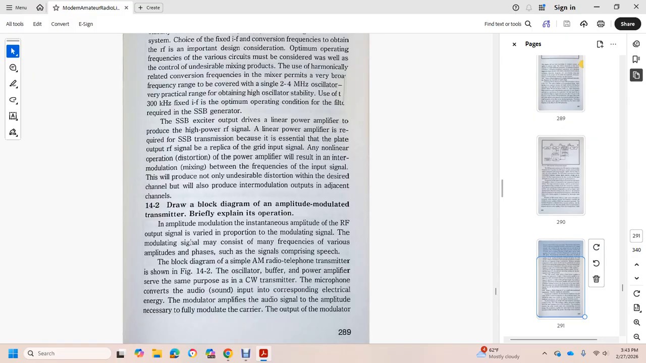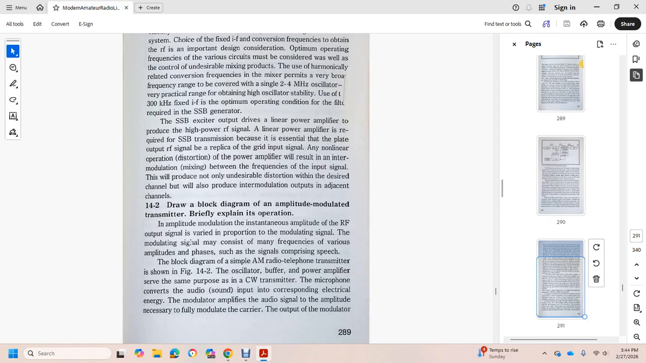Block diagram of an amplitude modulator transmitter, with a brief explanation of the operation of the amplitude modulator. The instantaneous amplitude of the radio frequency output signal is varied in proportion to the modulating signal. Consider the many ways the frequency, the amplitude and the phase can vary, such as a signal comprising speech.